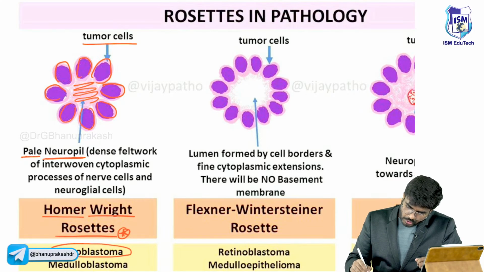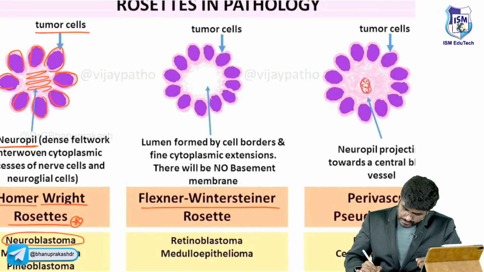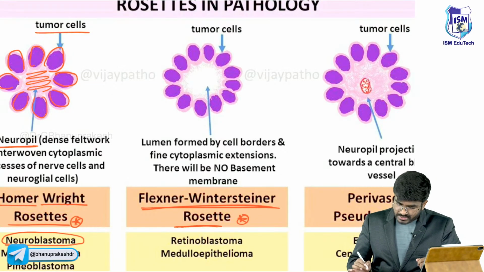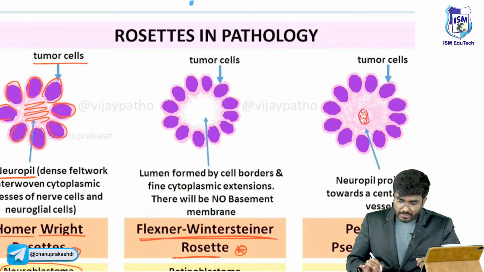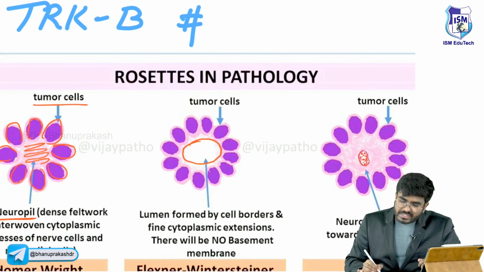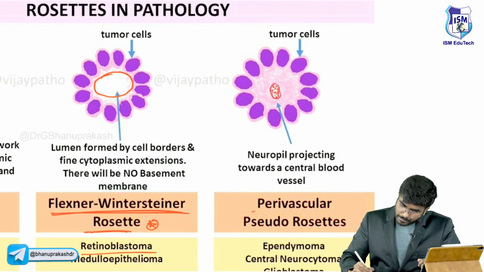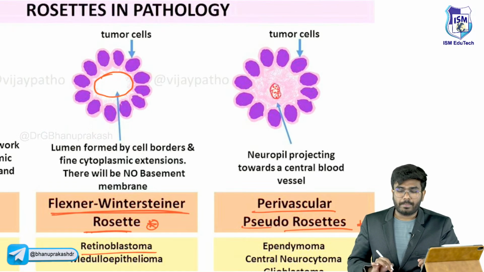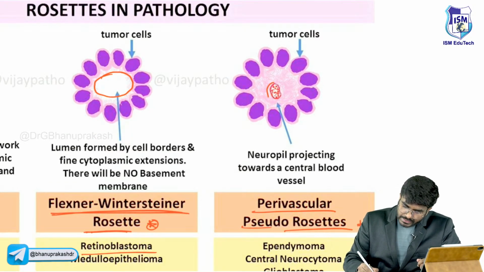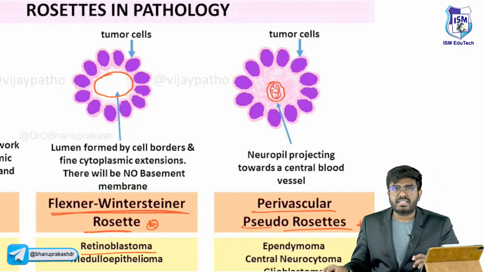But there are others. Flexner-Wintersteiner rosettes are seen in retinoblastoma, where clear central clearing is seen. And there are perivascular pseudorosettes, where blood vessels can be seen in the center.